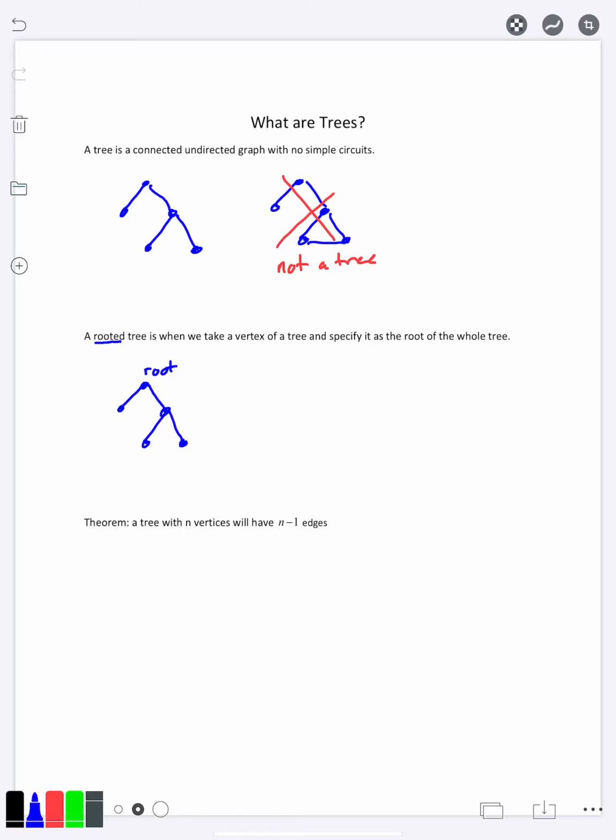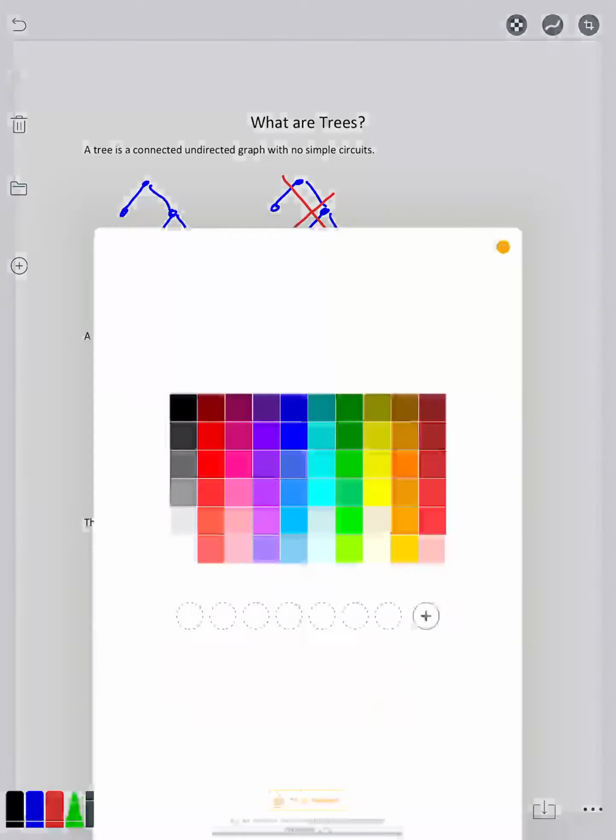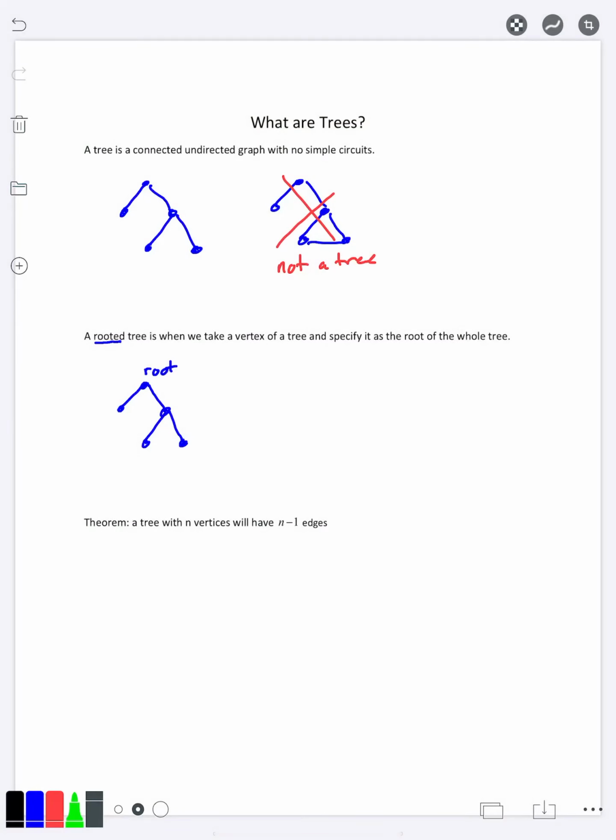So for example, if that is your root, then these nodes that are below it, these would be the children of the root here. And so you can have children, you can have siblings, you can have parents, you can have ancestors, all the typical family words you would use, they can all apply to rooted trees.